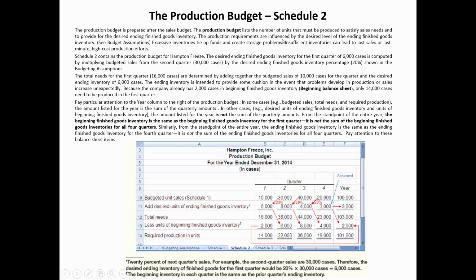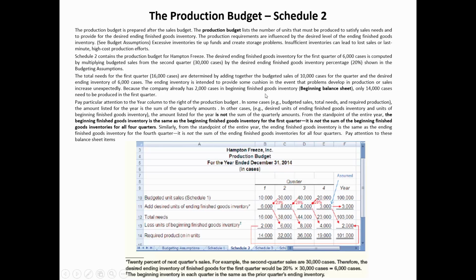The budget requirements are influenced by the desired level of ending finished goods inventory. Excessive inventories tie up funds and create storage problems, and insufficient inventories can lead to lost sales or last-minute high-cost production efforts. This is Schedule 2, the production budget. It contains the budgeted production for Hampton Freeze. The desired ending finished goods inventory for the first quarter is 6,000 cases.